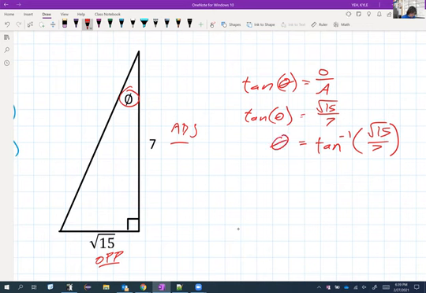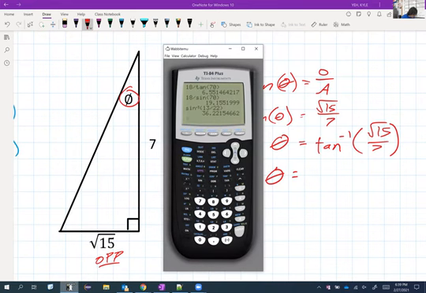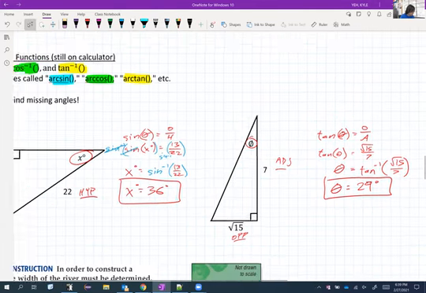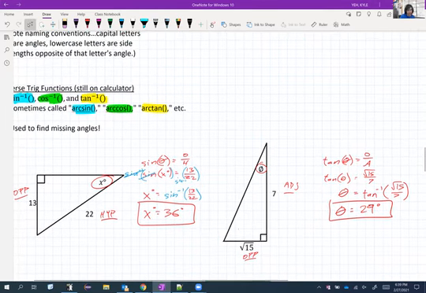Theta equals tan inverse of root 15 over 7, meaning theta equals, there's that inverse tan, root 15 divided by 7. 29 degrees if we round to the nearest degree. 29 degrees. Okay, so inverse trig functions are being used here to find missing angles, but we set up the equation the exact same way.